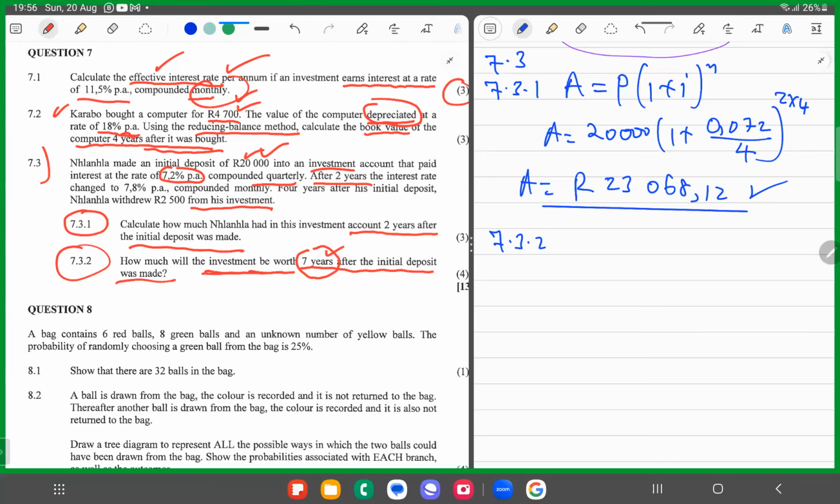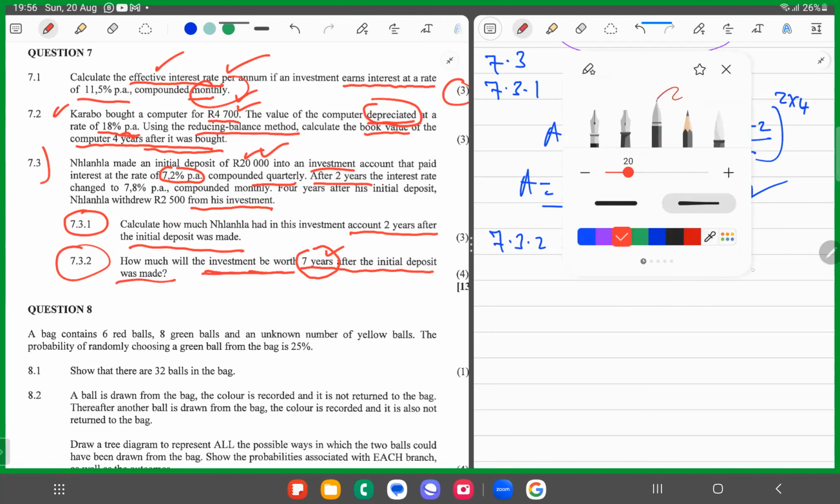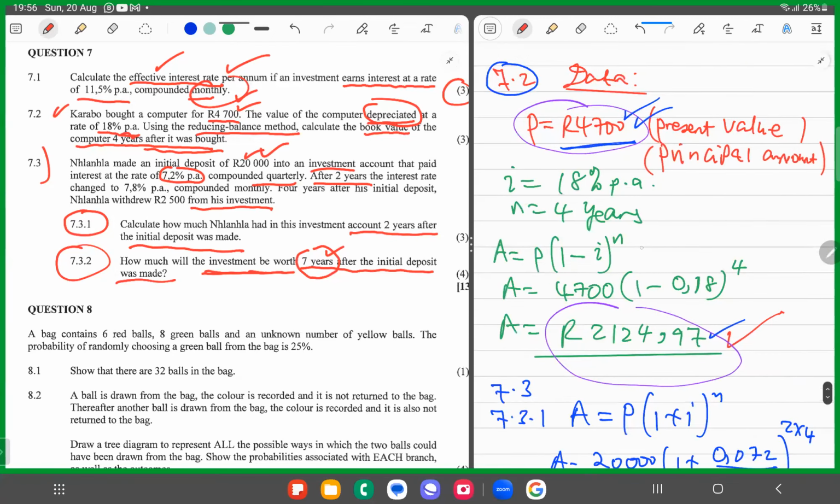We have the appreciation formula, which is for growth, for investments that increase, so use the formula with a plus. For the reducing balance method, you use the other one with the minus. We saw that one there. For the reducing balance method, we use the formula with the minus.